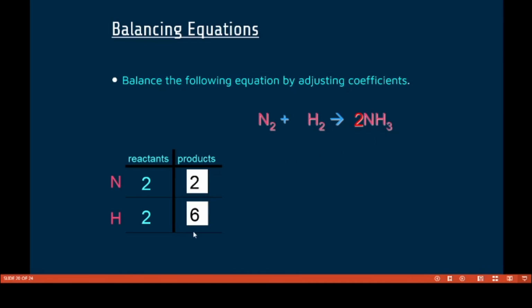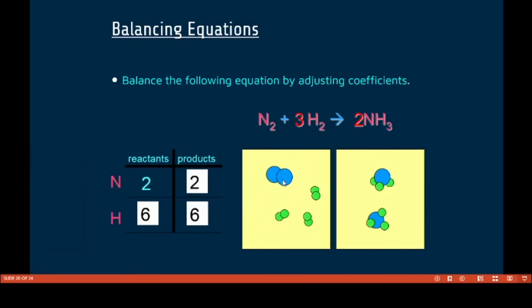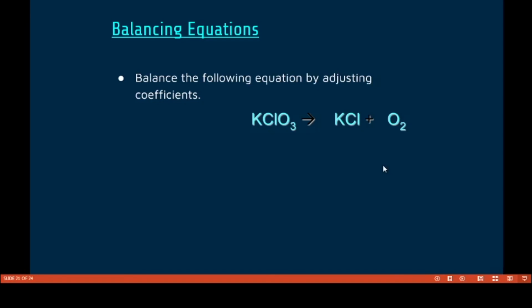Now balance the hydrogen. Here 6, here only 2. In the table, 2 1s are 2, 2 2s are 4, 2 3s are 6, so you have to add 3 here. The coefficient will be 3, so 3 2s are 6. We get 6, so it is balanced. 2 nitrogen and 6 hydrogen, balanced.